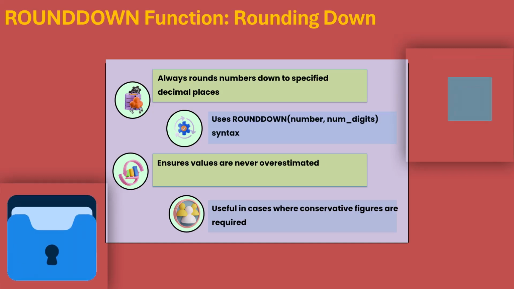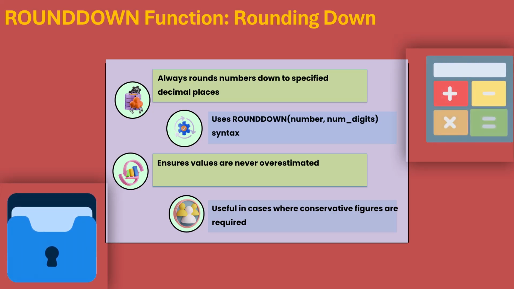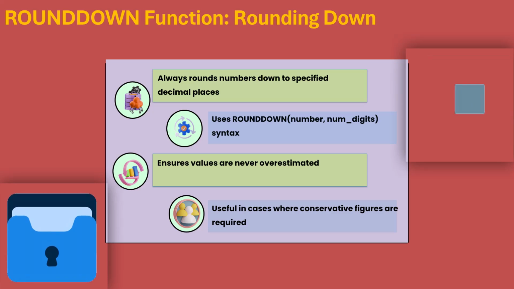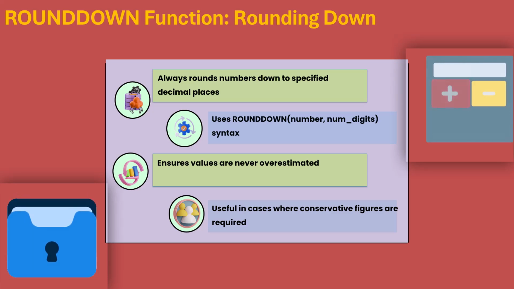Now meet ROUNDUP's cautious sibling, ROUNDDOWN. This one plays it safe, keeping numbers lower rather than rounding them higher. If you've ever convinced yourself you have fewer calories left for dessert than you actually do, you've mastered ROUNDDOWN in daily life. But in Power BI, it's useful when we need to be extra conservative in data representation.